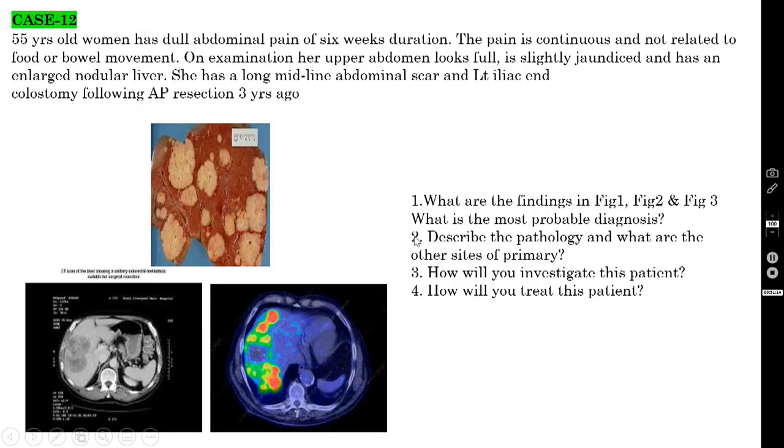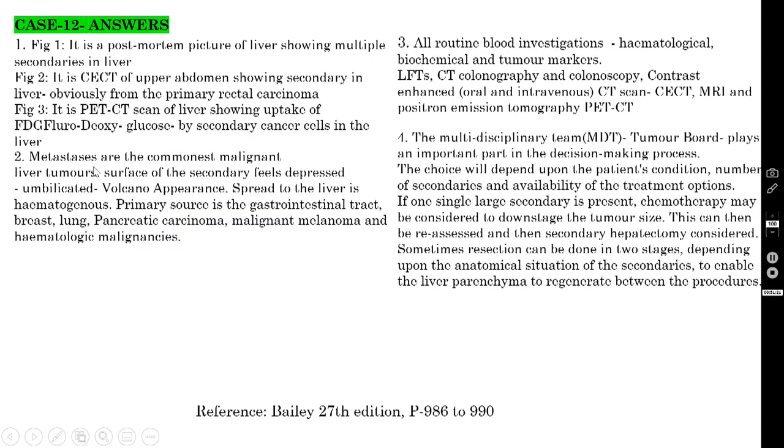And number 2, describe the pathology and what are the other sites of primary. Metastasis is the commonest malignant liver tumor. Surface of the secondary feels depressed, umbilicated, giving a volcano appearance. Spread to the liver is hematogenous. Primary source is GI tract, breast, lung, pancreatic carcinoma, malignant melanoma, and hematological malignancies.